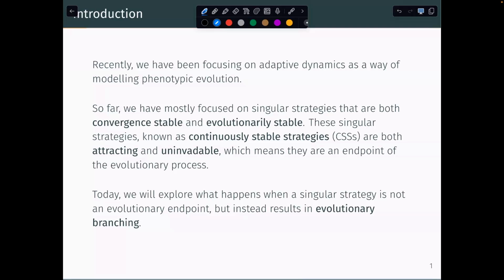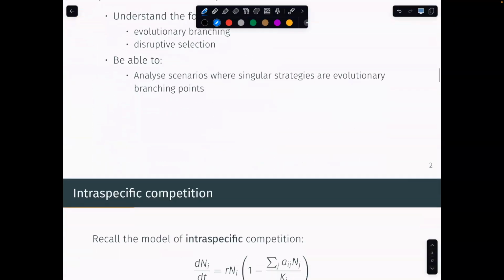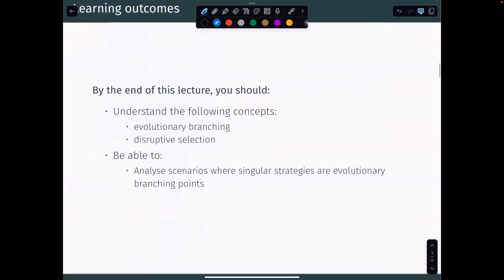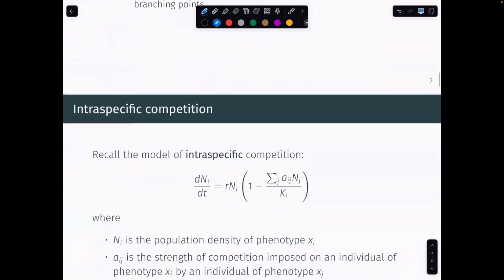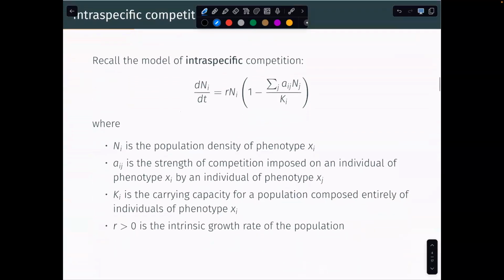If we have something that is convergent stable but evolutionarily unstable, then you'll move towards it, but then we'll go through this process of evolutionary branching, which creates now two phenotypes that coexist together. Okay, so we're going to explore this today. This emerges through a process that's known as disruptive selection, so we'll talk a little bit about that. Other than that, there's not too much new terminology.